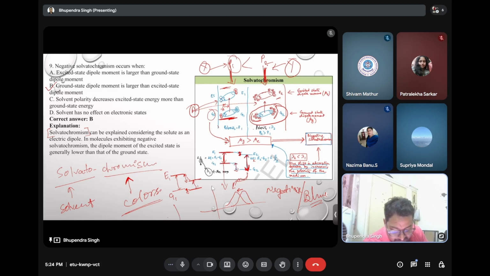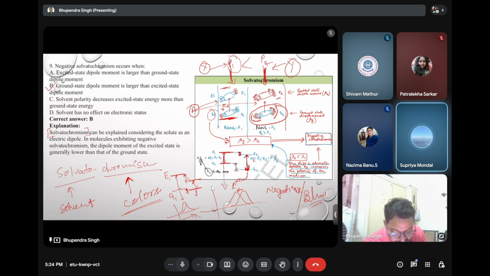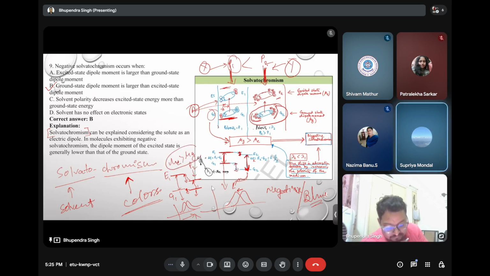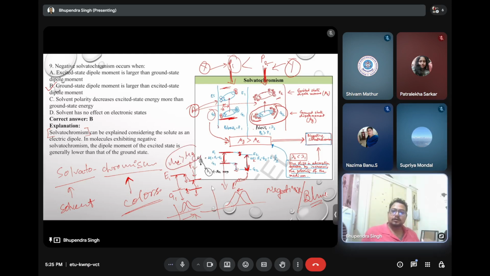Let's say your emission was here in this case, but in this case what will happen? This is your wavelength, lambda. The condition: this is in P2 polarity, and mu E is greater than mu G. This has to be the condition to get the red shift in the high polarity solvent.